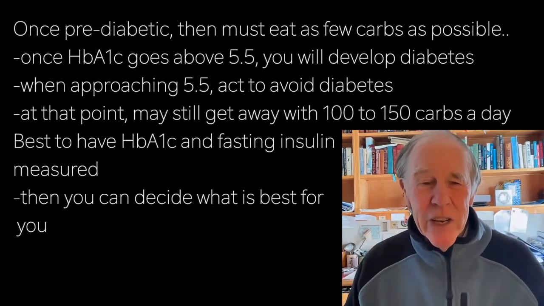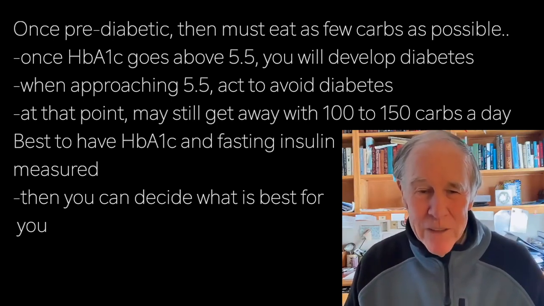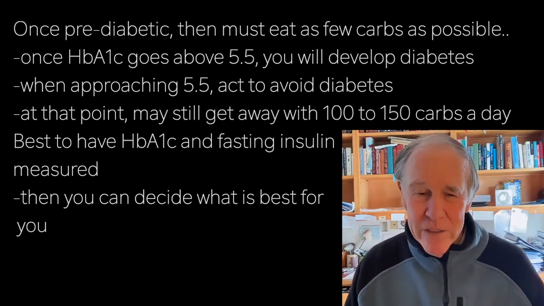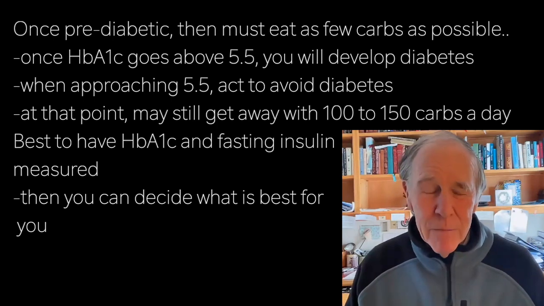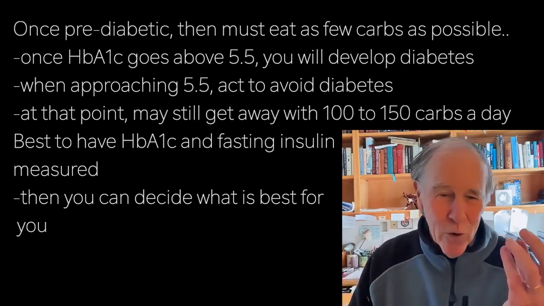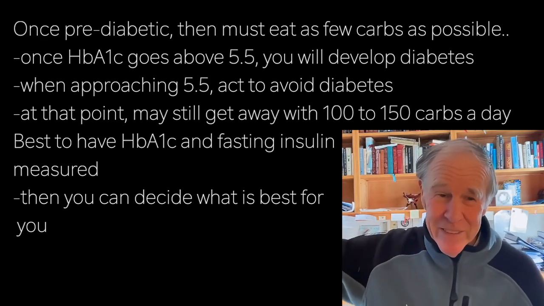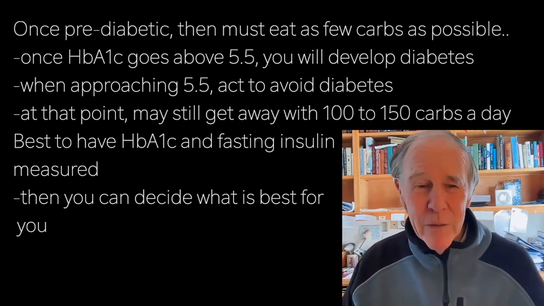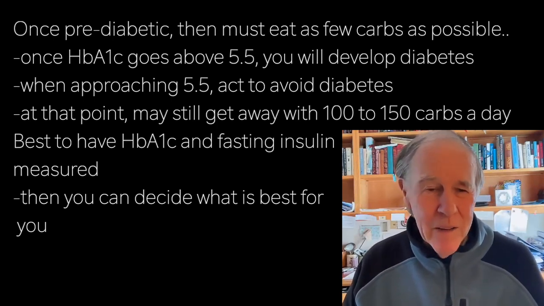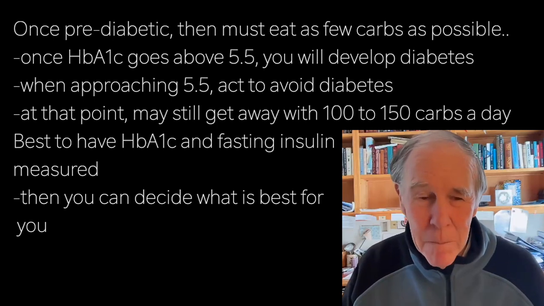I think you can judge from your glycated hemoglobin value, the HbA1c, which tells you what your average glucose is. Once it goes above 5.5, you will develop diabetes. If you start at 4.5 and get to 5.5, your trajectory is diabetes. And we normally say 5.5 is fine. It's not. That's pre-diabetic, and you want to start acting then.